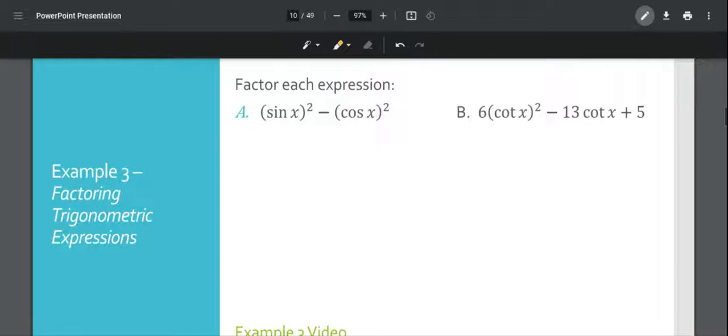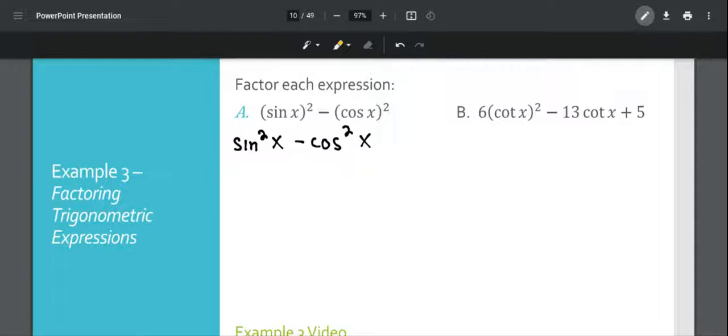All right, so for example 3, we're going to factor. So everyone's favorite: sine squared minus cosine squared. So maybe rewrite it. I like that squared on the inside. If you like it on the outside, that's fine. So sine squared minus cosine squared. Our goal is not to solve for anything. We're just trying to write it in factored form.